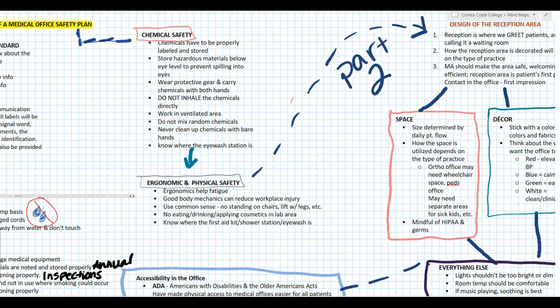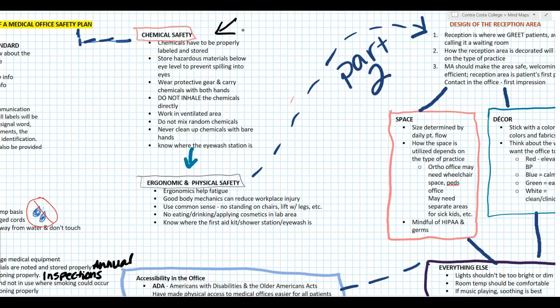The fourth section of our medical office safety plan is chemical safety. Chemical safety involves how we store and handle all of the chemicals that we use. We talked about those MSDS sheets in the OSHA hazard communication plan, but how we store and label them is a big deal too.